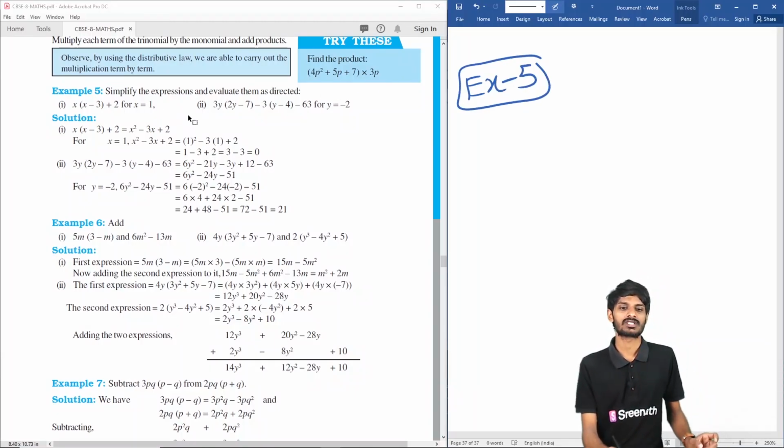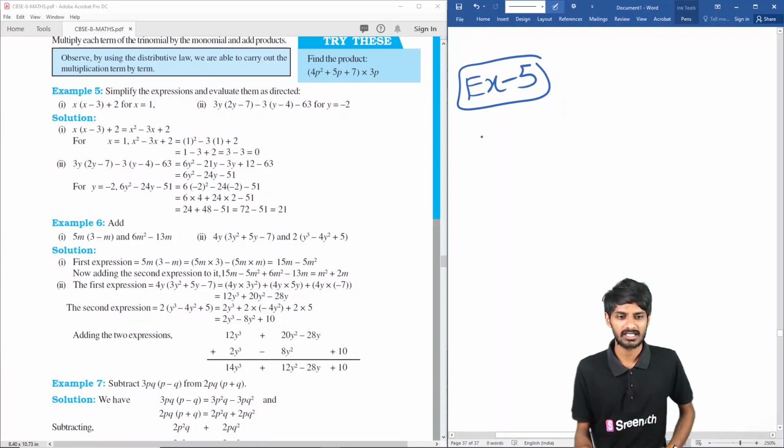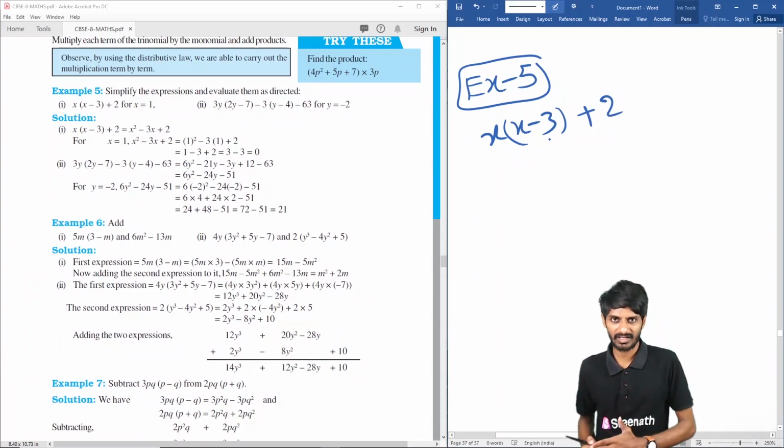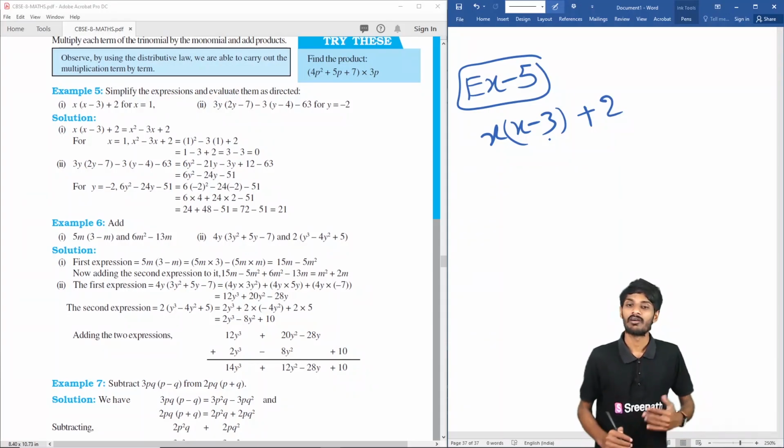And there is example 5 here. Simplify the expressions and evaluate them as discussed. We have to simplify them. How to simplify them? The first expression they have given is x into (x minus 3) plus 2. So this is the expression. First step is we have to simplify it, and next we have to evaluate it, which means we have to find out the value of it.